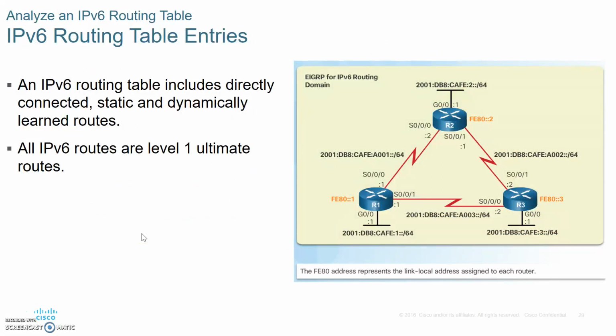Okay, next we will look at the IPv6 routing table. This IPv6 routing table is much simpler than IPv4 because all IPv6 routes are level 1 ultimate routes. There's no level 1 parent route or level 2 child route.